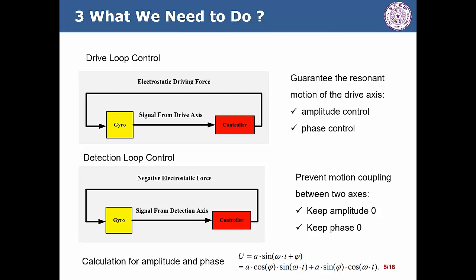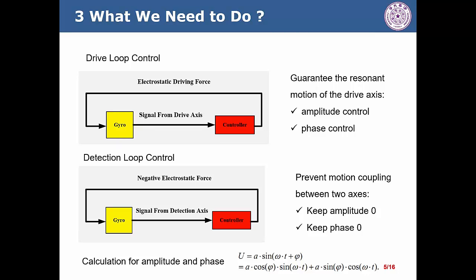Let's think about it. The Coriolis force causes the mass to produce a resonant motion in the detection axis, and the motion from the detection axis will cause another Coriolis force in the drive axis. If we do nothing, the motion from the two axes will fail to establish the equation mentioned above. So that's the two things we need to do.